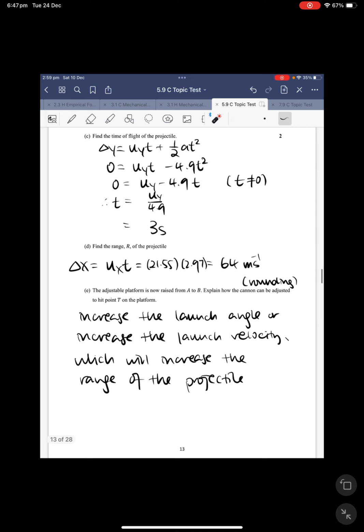Then, to find the range R of the projectile, we simply need to use this formula, that the range is equal to the initial horizontal velocity times the time of flight, which we just worked out earlier, and you should get 64 meters.